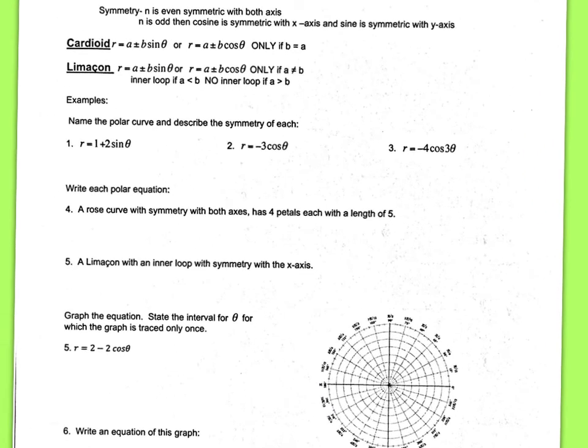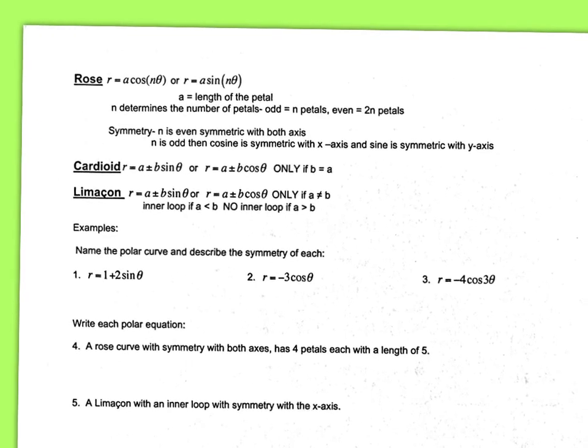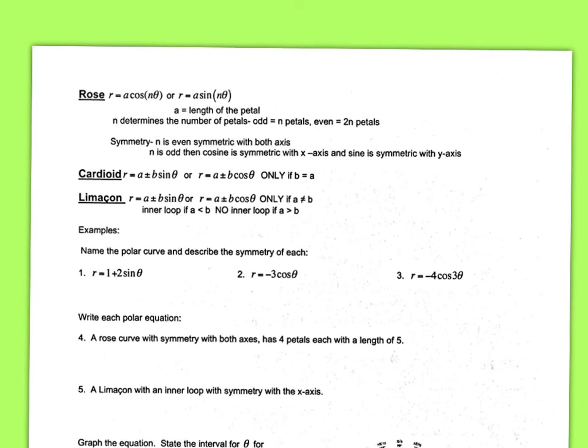So I don't know if reading the explanation helps you, but I explained it again. All right, so the length of the petal, the symmetry, all the good things. So look at the first problem. It says name the polar curve and describe the symmetry. So you're going to have to kind of know this. You can always put it in your calculator and take a look at it, but kind of knowing this helps.